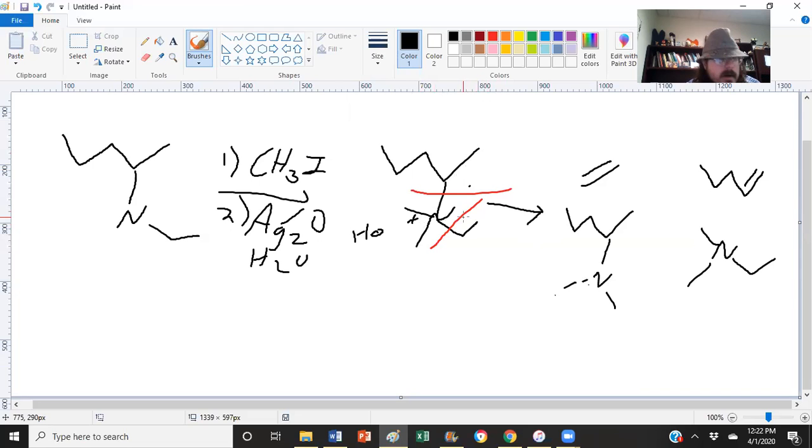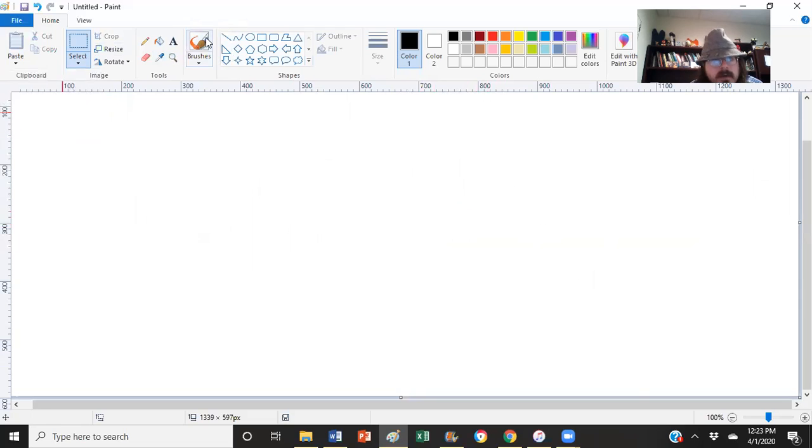So Hofmann elimination is a kind of complicated one. But if you can recognize it, you can flashcard it. It uses 3 steps: methyl iodide, then silver oxide, and then we're going to have our heat.